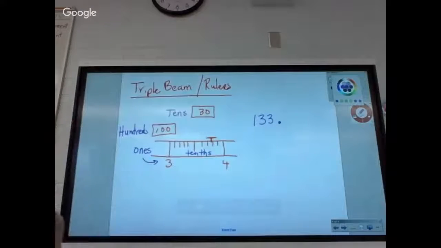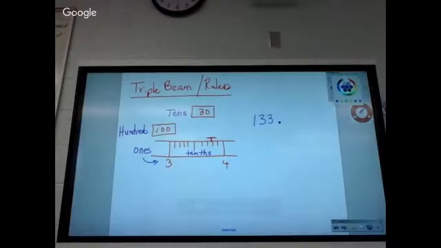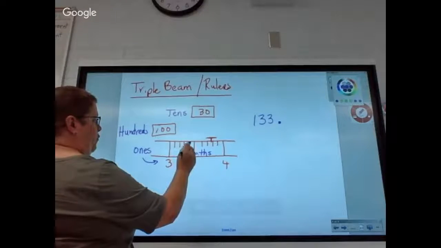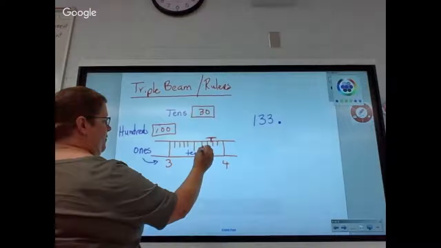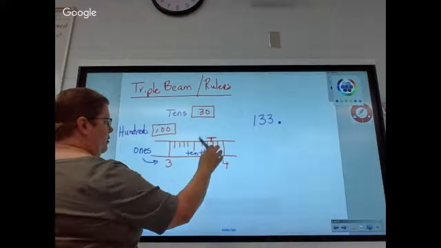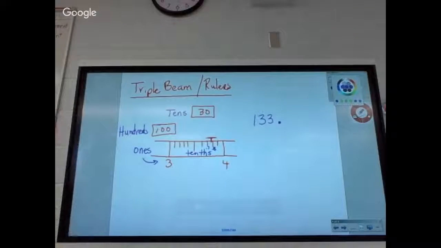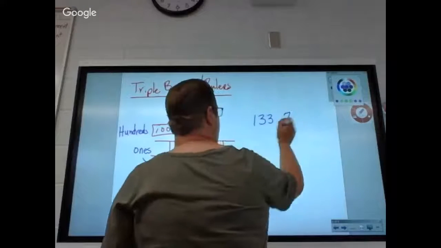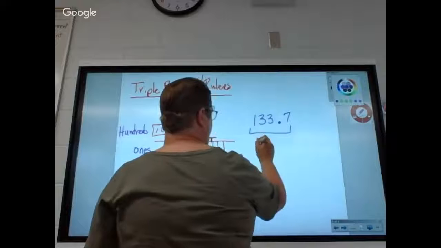What tenth do we know? All right, that's 0.1, 0.2, 0.3, 0.4, 0.5, 0.6, 0.7 is there, and 0.8 is there. It's a little hard to write it so small. All right, so am I all the way up to the 0.8? No. So 0.7 is my known.